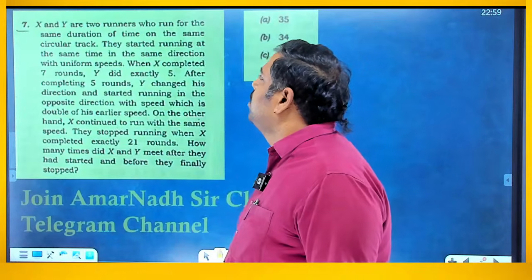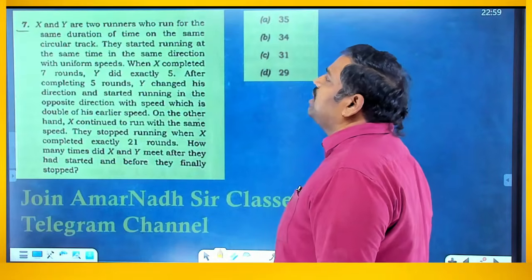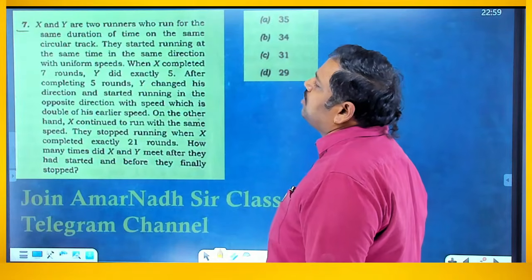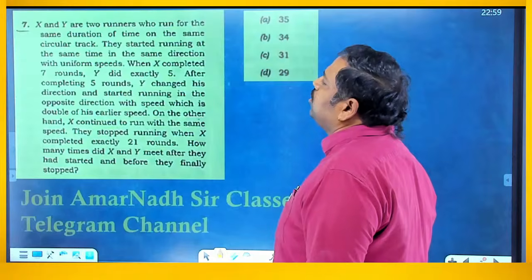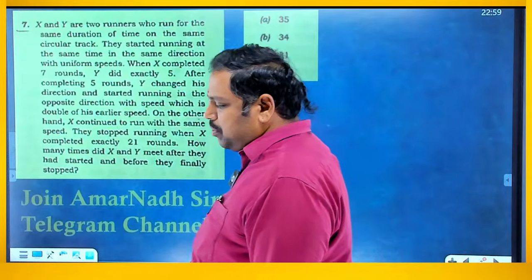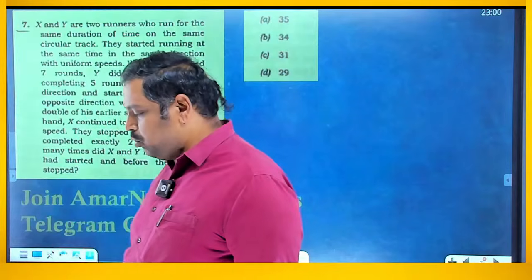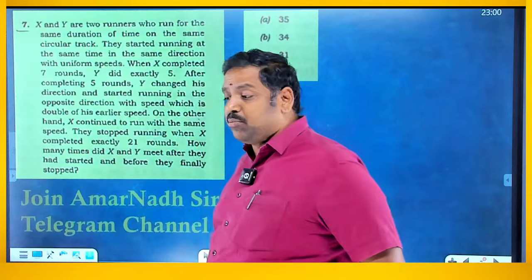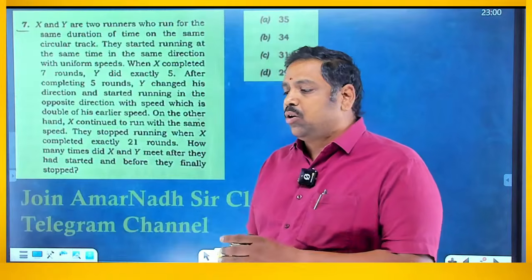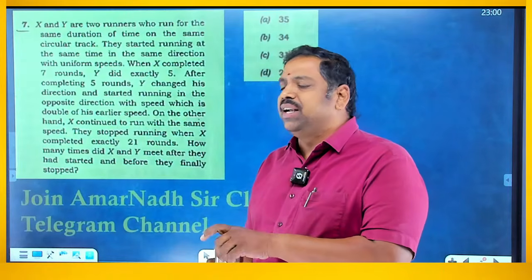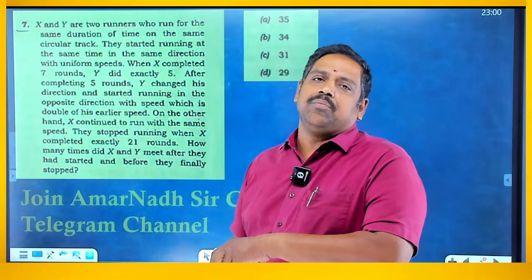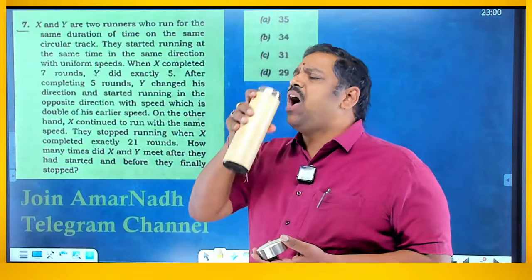Okay. So next one, X, Y are 2 runners who run in the same direction of time and the same circular track. Actually, this type of question we already discussed. If the length of the track was not given, I have explained to you how we consider it. Okay, that's the same question he has given, but not exactly the question that we discussed earlier. A bit of change is needed now.